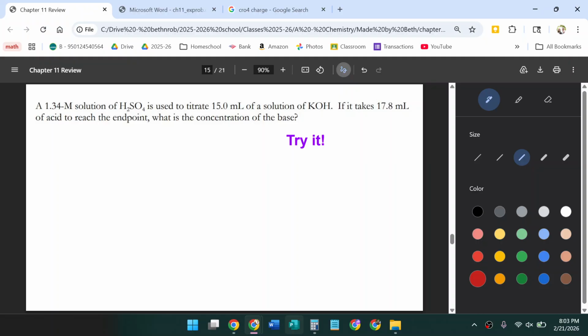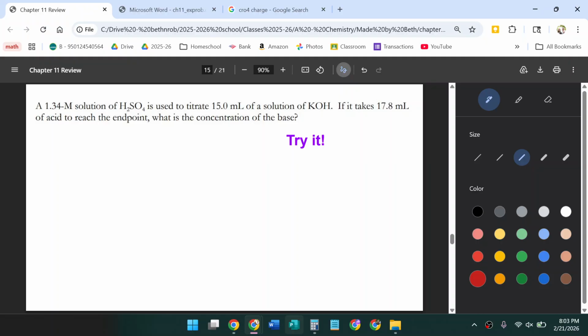All right, this next one is number 7. If you download the extra problems from online, it says a 1.3 molarity solution of something is used to titrate 15 milliliters of another solution. Awesome. That means we have to make an equation.